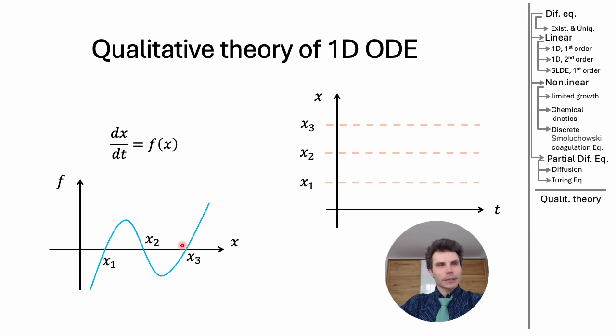And what does it exactly mean? This means that the derivative of x with respect to t vanishes when x takes these values. It means, in turn, that once we set the variable x in this position, either in x1 or in x2 or in x3, it will not change in time. It will stay constant as dictated by the fact that its derivative with respect to time is 0.